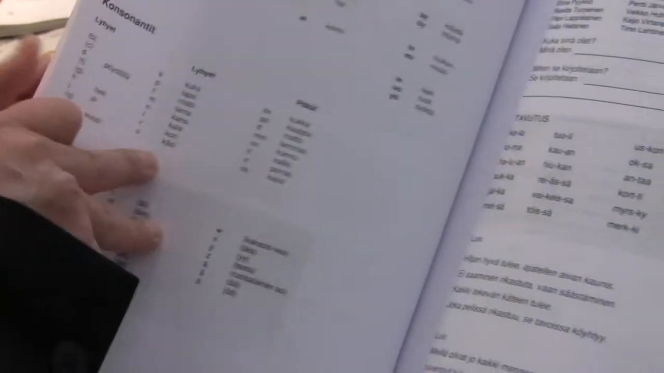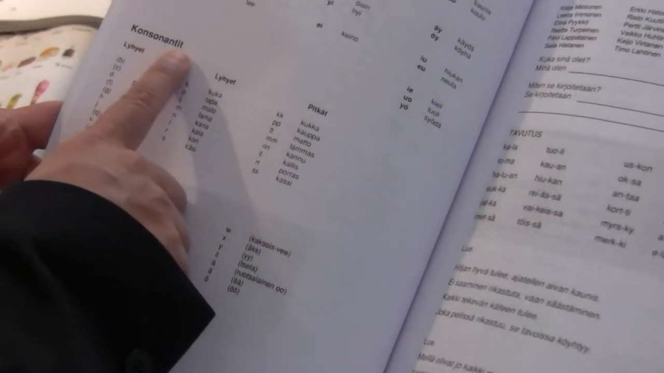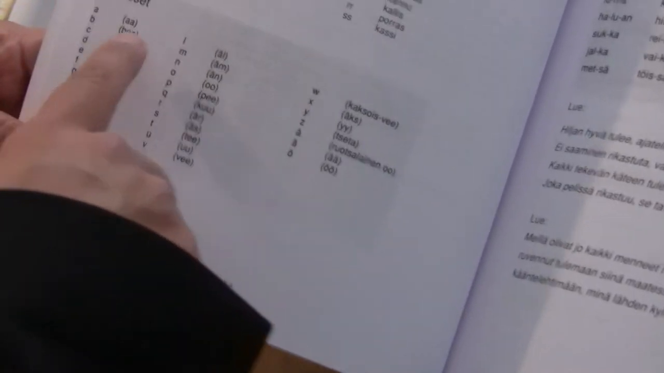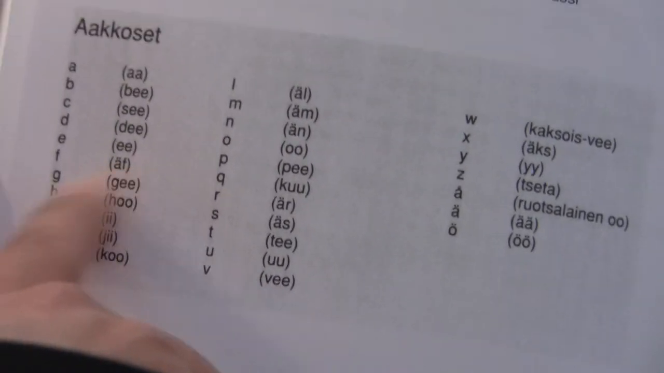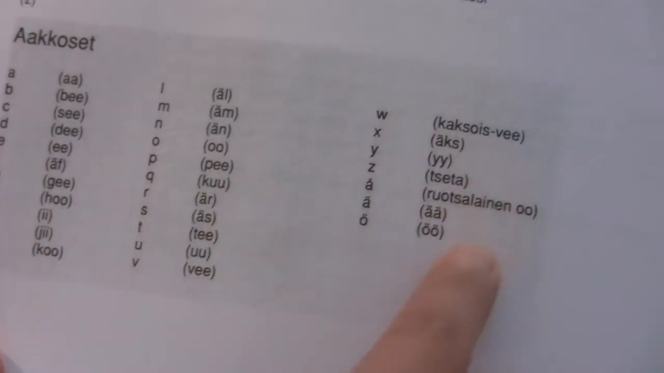This is a really good book because you can learn here the vowels, the consonants, and the alphabet, and also how you pronounce it. Like A, B, C, D, E, F. So how you would say it.